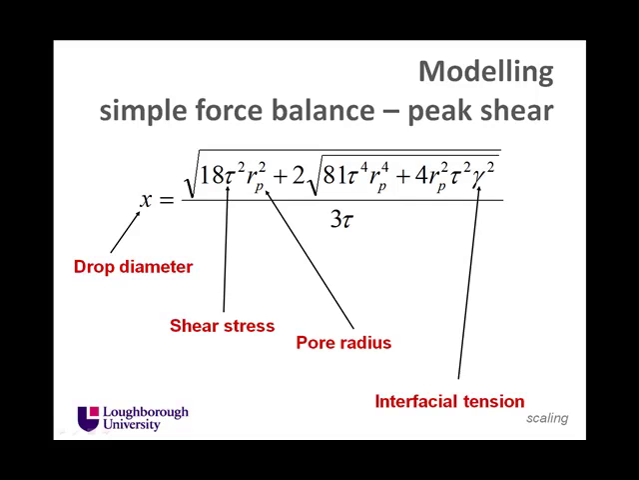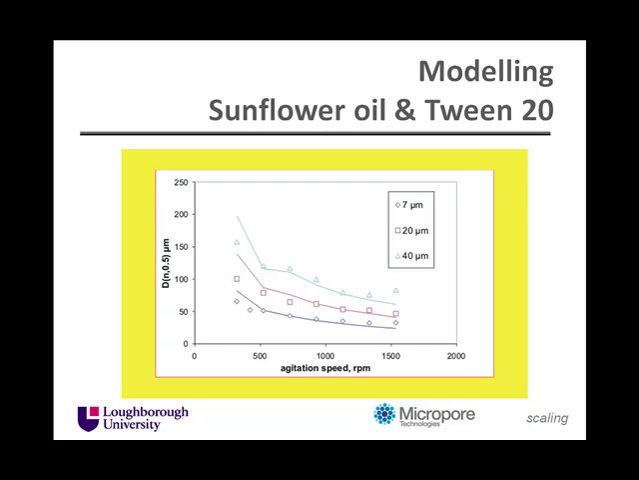This is literally the predicted drop size, the smallest drop size, for the lowest injection rate, the lowest productivity, if you like. It's not a bad model. Here are three different microfiltration membranes, these two pretty big, and the data actually fits it reasonably well.